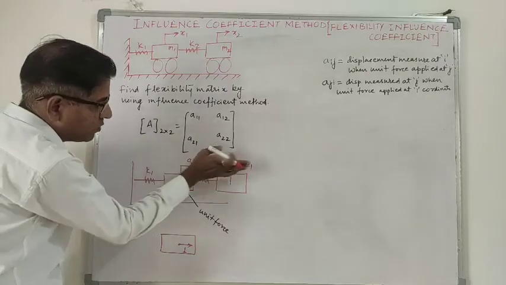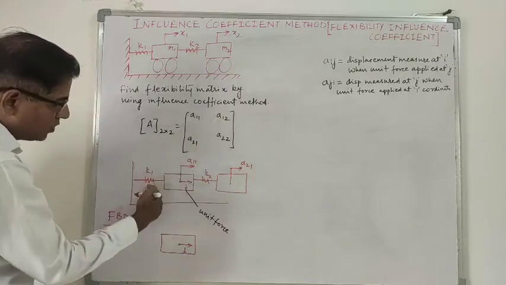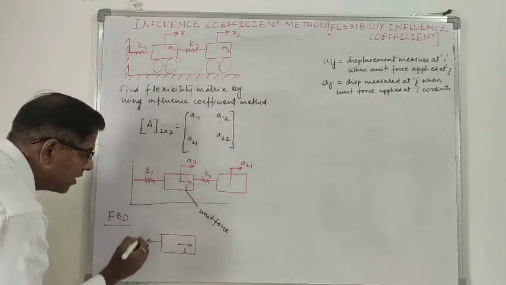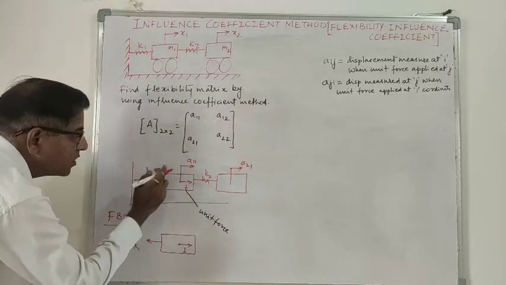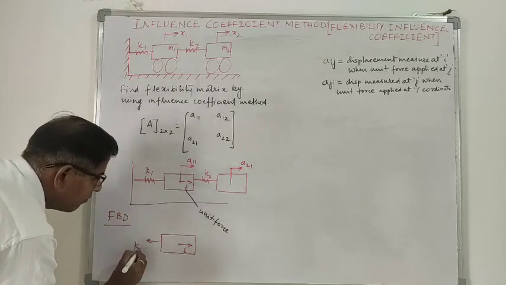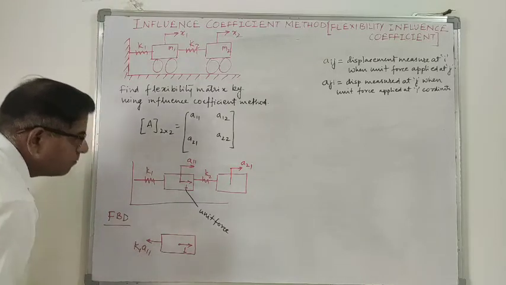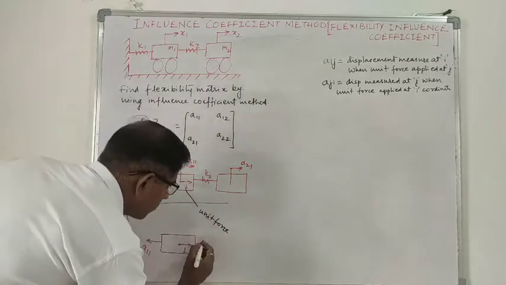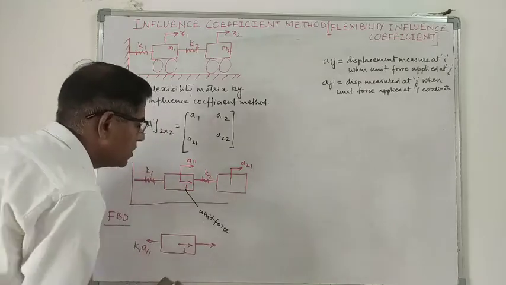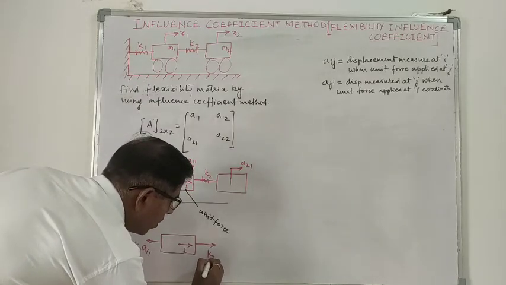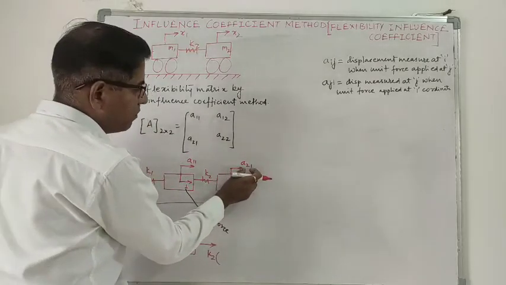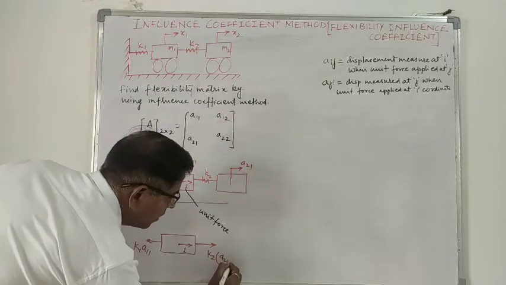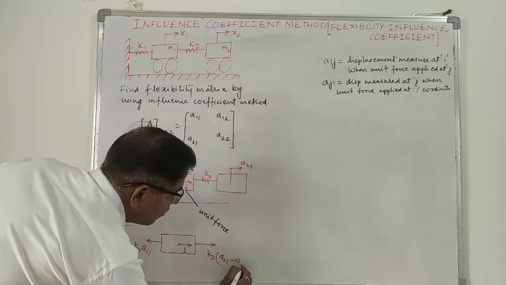Now the displacement is happening in this direction, so this spring will try to apply the force in this direction, and its value will be stiffness into displacement. So this is K1 into A11. Similarly, this K2 multiplied by displacement of this member minus displacement of this member, so A21 minus A11.